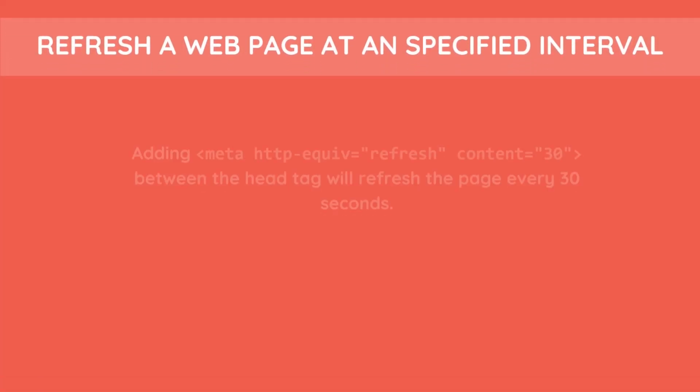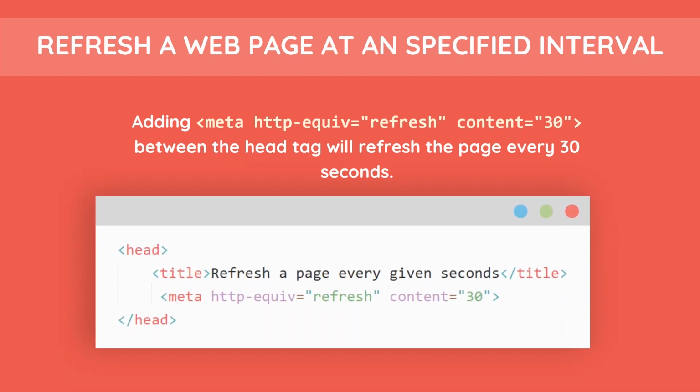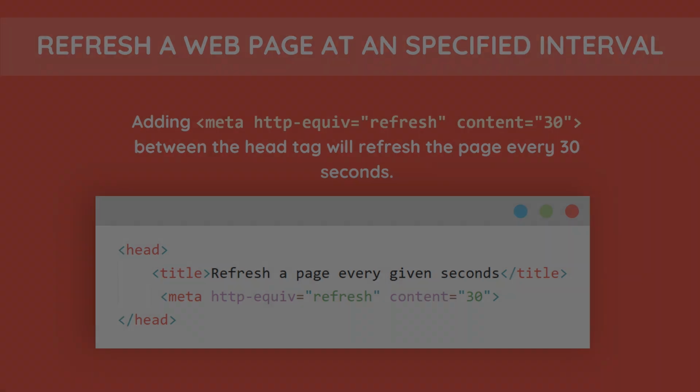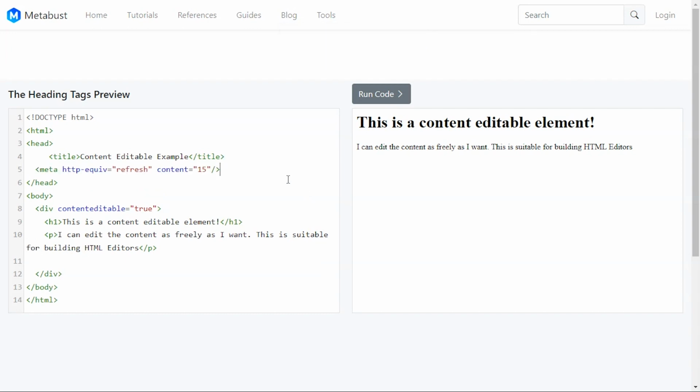The meta http-equiv tag with the content attribute is used to simulate an HTTP header. So if we make clever use of it, we can do a lot of things. For now, let's just refresh the web page every 15 seconds. I'm going to paste this meta element right between the head tags, and that's all.